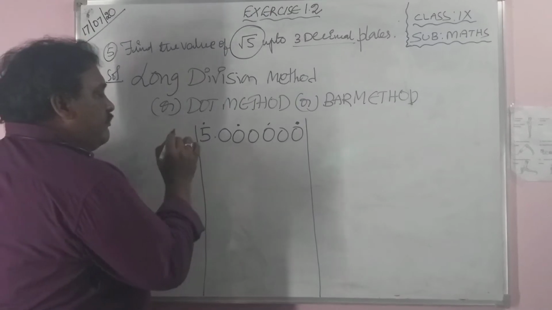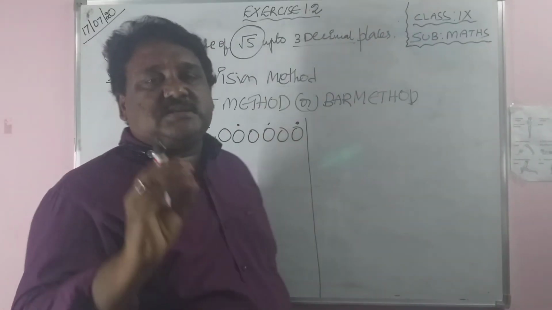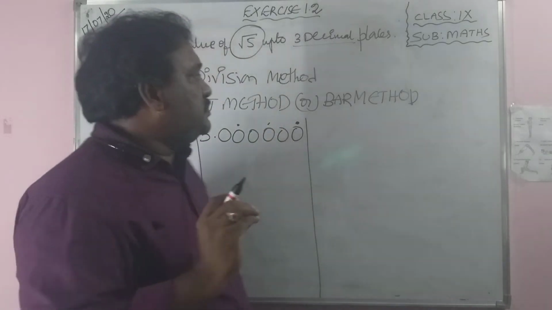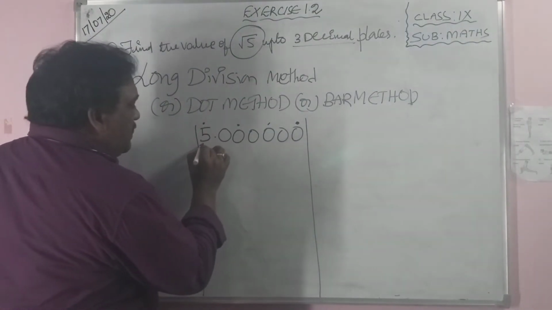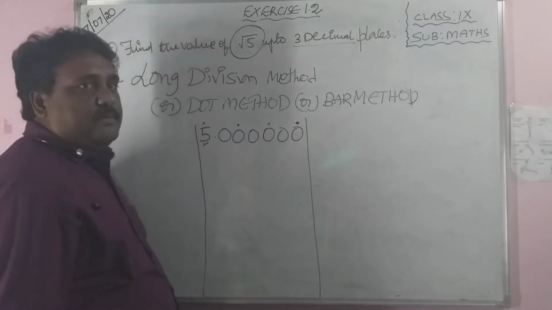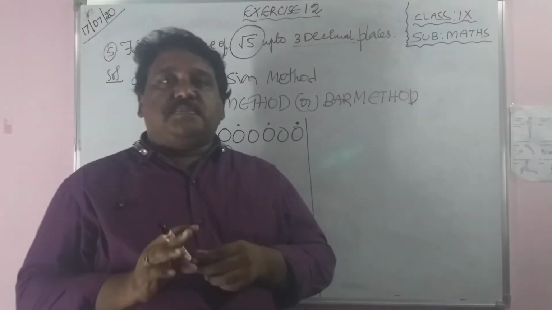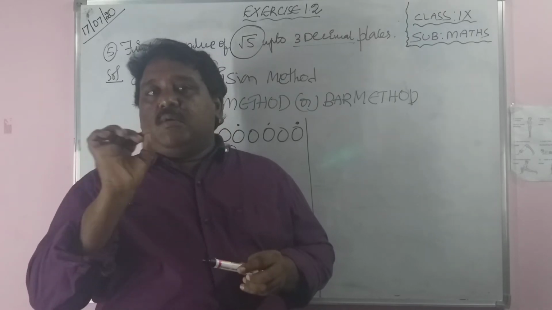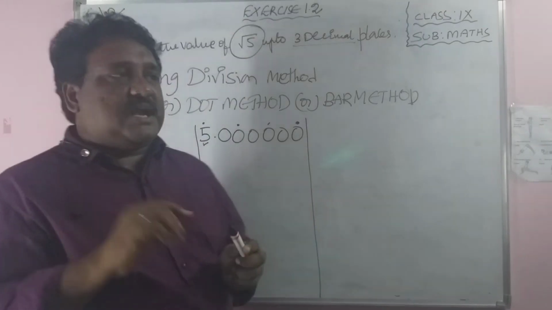So first step. Step 1: what is the number up to the first dot? See the number up to the first dot. What is the number up to the first dot? 5. So I am talking about step 1. What is the number up to the first dot? 5.